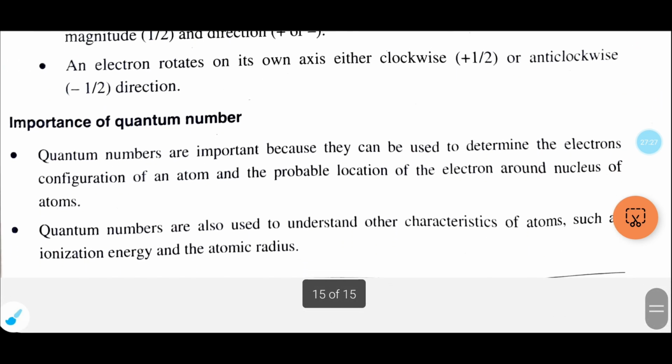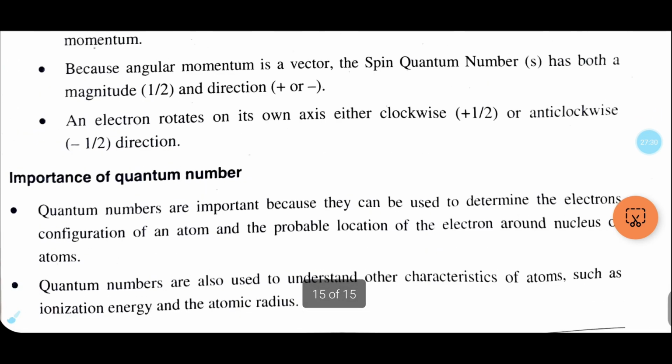Now let us see the importance of the quantum numbers. As we know, the quantum numbers are important because they can be used to determine the electronic configuration of an atom and the probable location of an electron around the nucleus. Whatever the location of the electron in the orbit, we are able to predict it by using these quantum numbers, as we have seen previously. The quantum numbers are also used to understand other characteristics of an atom. Which characteristics? That means ionization energy and atomic radius.